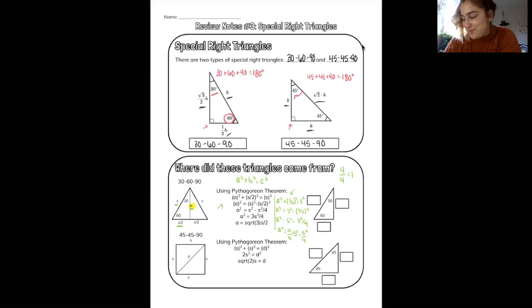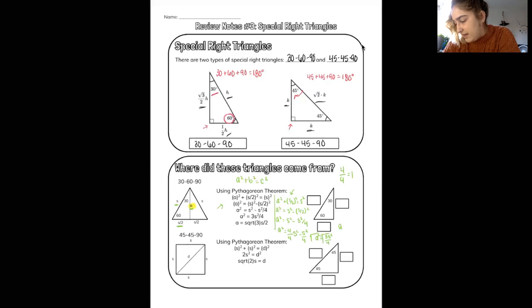Well, 4 minus 1 is 3. So I end up with a squared equals 3 s squared over 4. Right, so a squared equals 3s squared over 4. Well, to undo a square, I have to take the square root. So I'm going to take the square root of both sides.